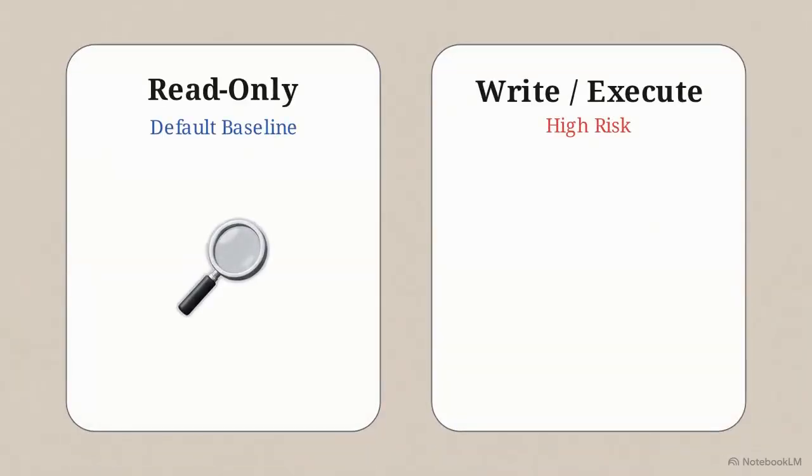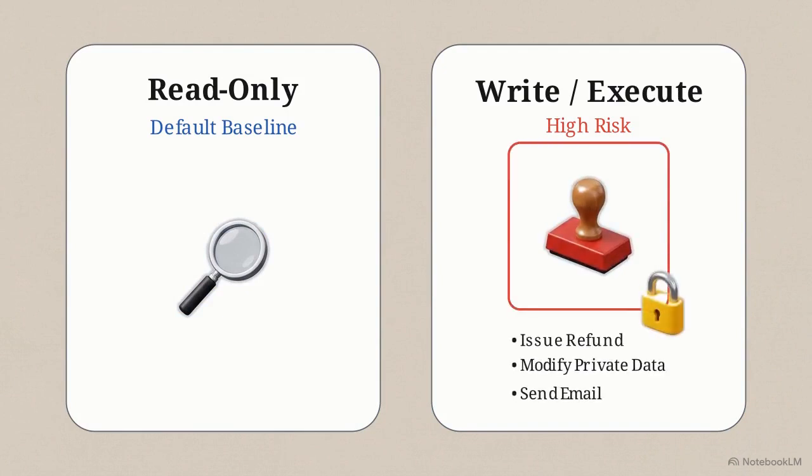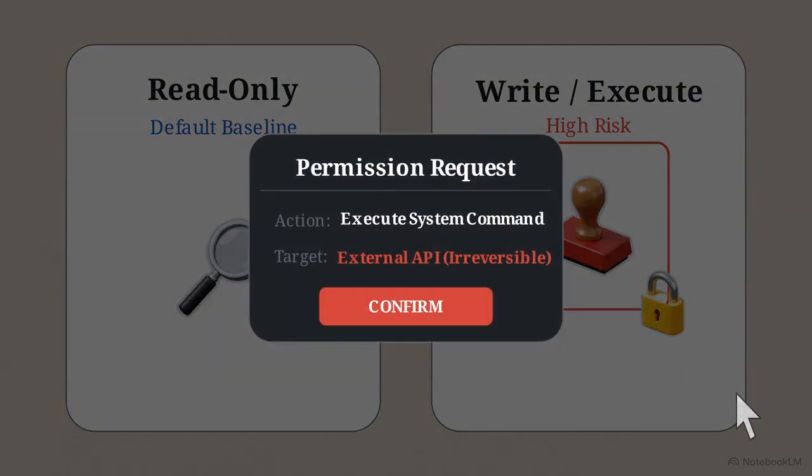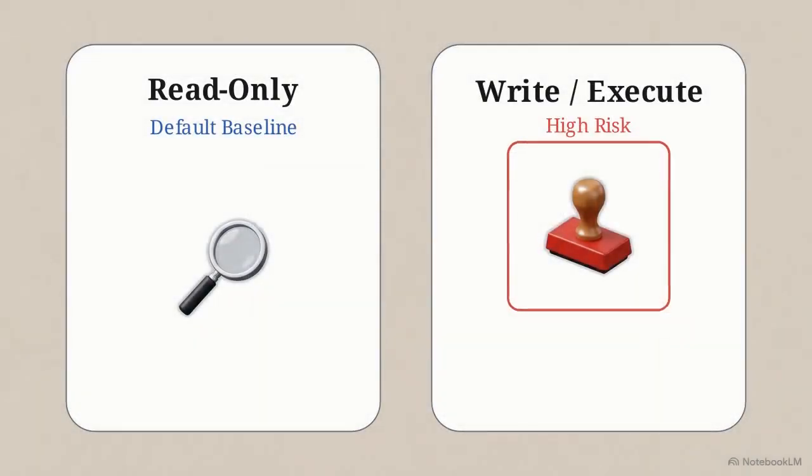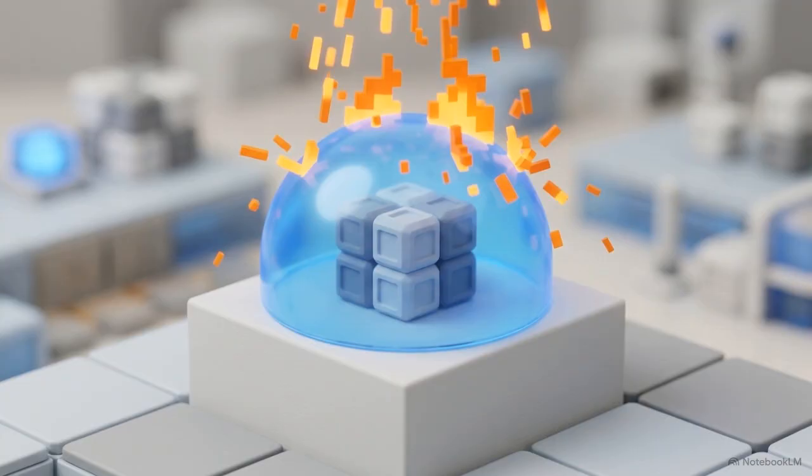But tools require strict permissions. The baseline security rule for any new assistant is to default entirely to read-only access. It can look at the data, but it cannot change it. For irreversible actions like issuing a refund, modifying private data, or sending an email, the system must require explicit user confirmation. The assistant asks permission before it executes. Restricting tool access acts as a physical firewall. It ensures the assistant remains a helpful subordinate rather than an automated liability.